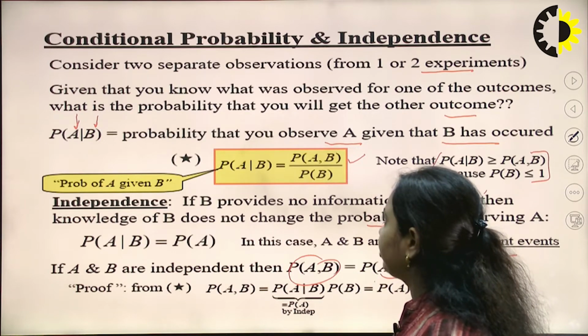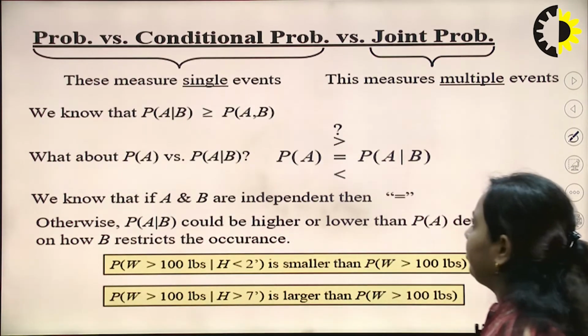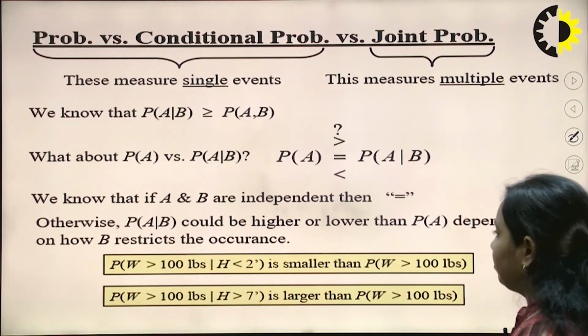So, that is the case for conditional probability. Now, probability versus conditional probability and the joint probability.